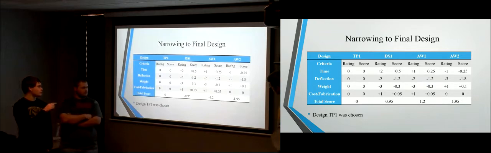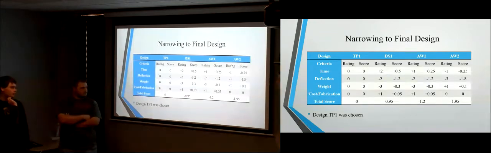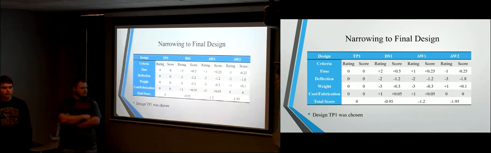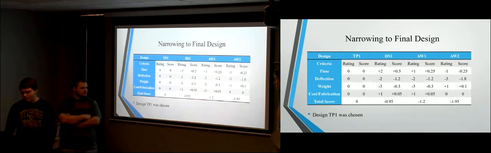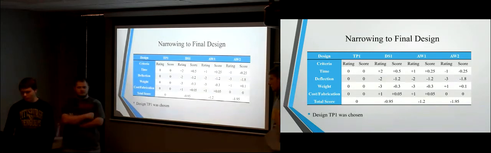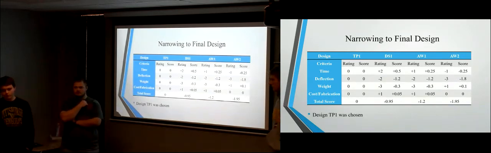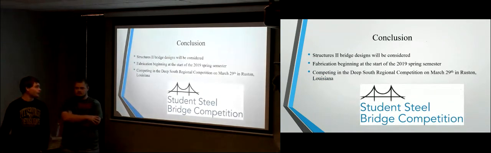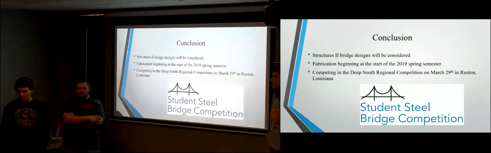And then Austin's was a little slower to put together and deflected a lot more, but weighed a little less than Tristan, so we got a +1 there. We got a 0 on cost and fabrication because they were both truss bridges, so there wasn't really any difference. So he got a negative 1.95. And since all 3 of them rated below 0 when we compared it to Tristan's, that's the one we ended up selecting.